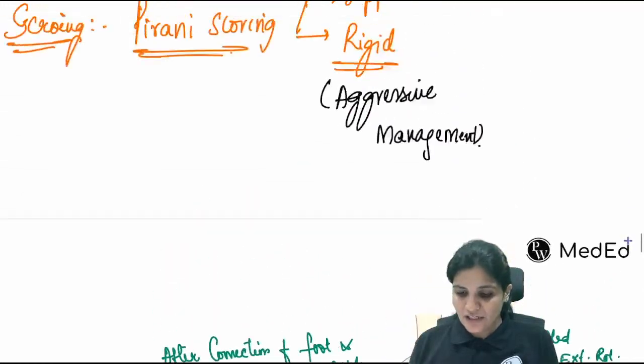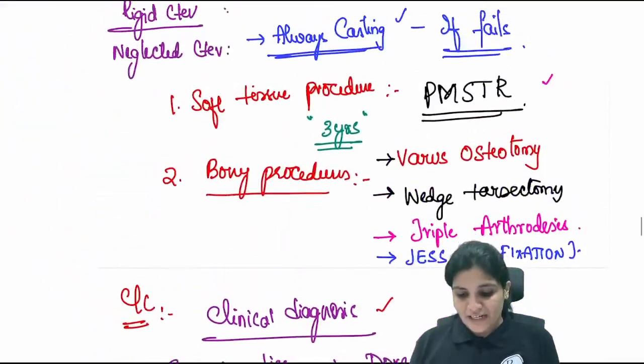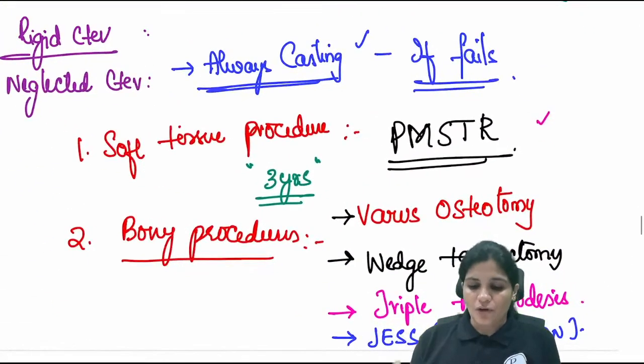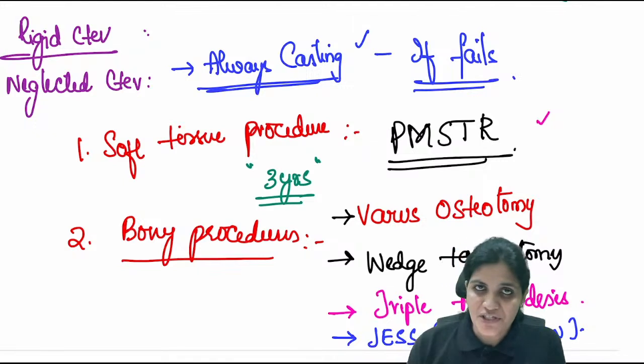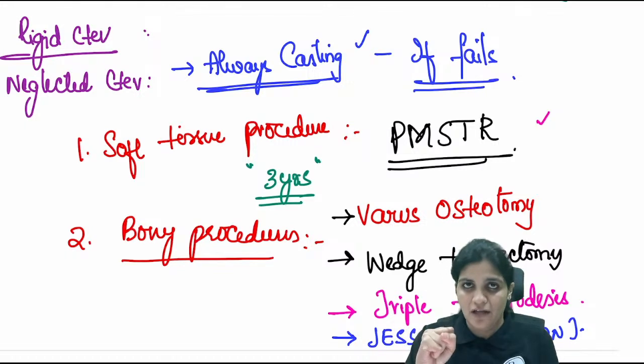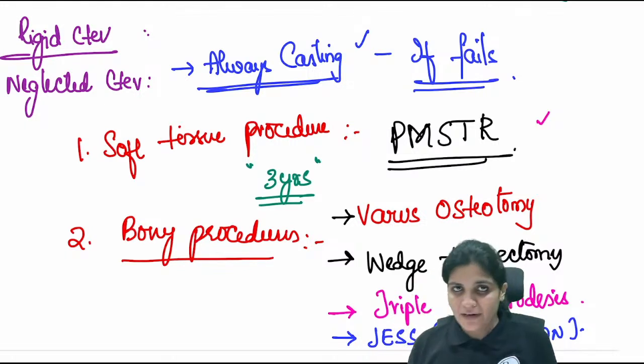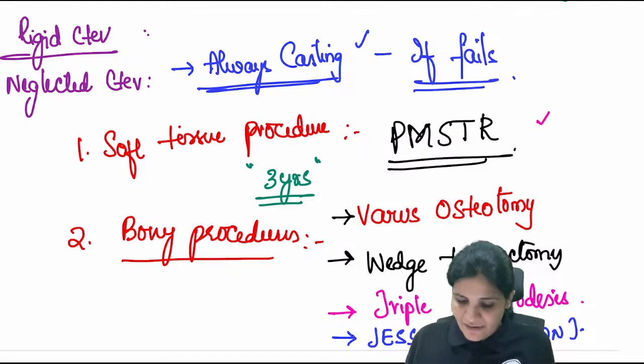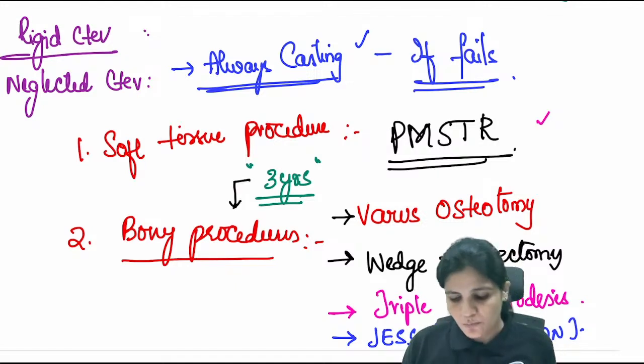And now if the correction is not proper, or if there is a rigid CTEV, what you do is two things. One is soft tissue procedure, which is posteromedial soft tissue release, because we already know that the posterior and medial structures are shortened here. So we have to increase their length, right? And then after 3 years you go for bony procedures.